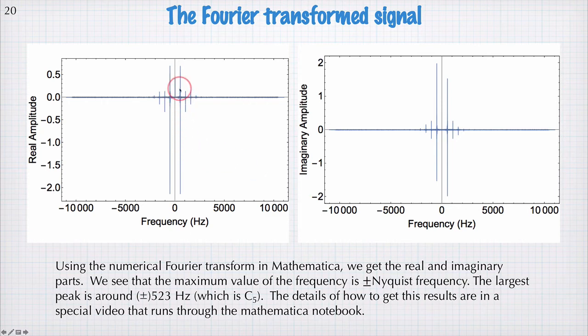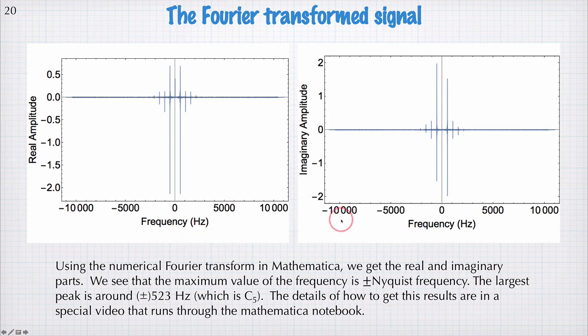The largest frequency component we can see here occurs at 523 Hertz, which is C5. And we can see it has peaks in both the real and the imaginary part. Now, the details of how to get this result will be in a separate video that runs through the Mathematica notebook I use to generate this data.